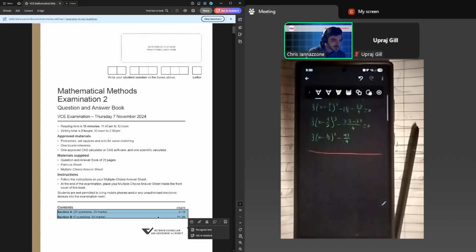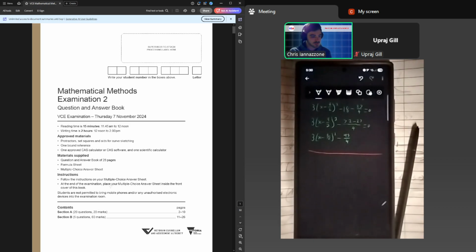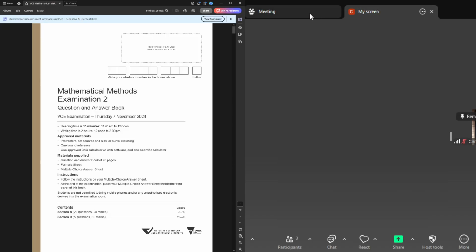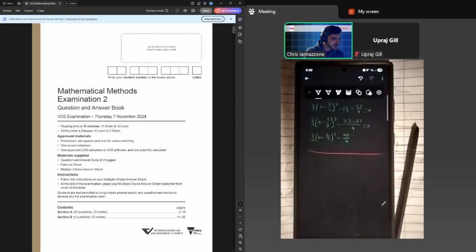You have a multi-choice section, which is 20 marks worth, and you have an extended response section, which is 60 marks worth. Total of 80, of course. And then as far as your overall time to complete it, 15 minutes reading time, 2 hours writing time. That's standard, and that has been the standard for probably ever since mathematics has been a thing. I'm pretty sure it's been that way.